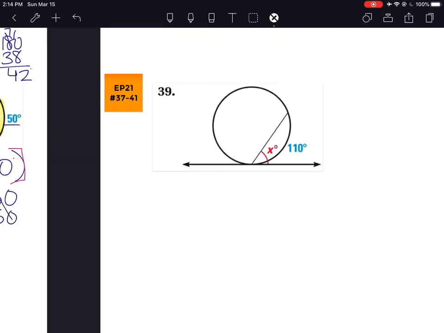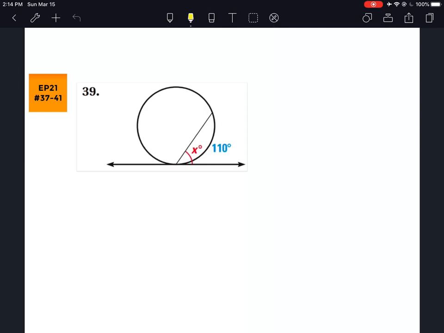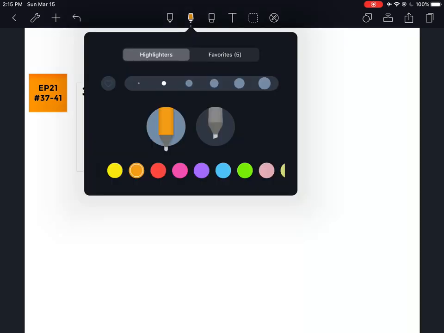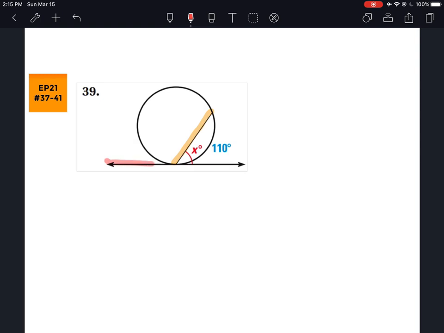Now on to the next one. Okay, for this one we have a chord intersecting this type of line. And that type of line has a very special name. It's a tangent. And just to confirm, this is a chord. So there is something special about the angle formed by the orange and red lines and the arc that starts at the orange intersection of the circle all the way to the red.